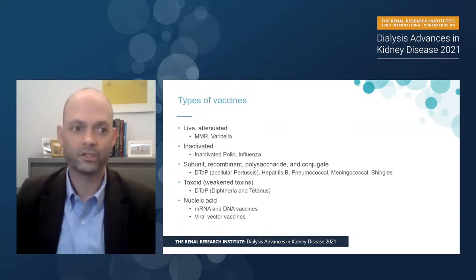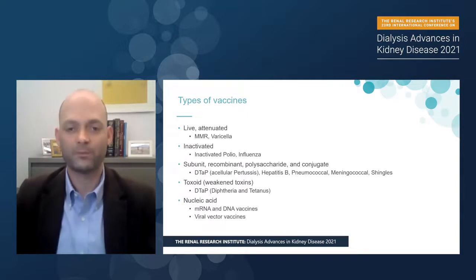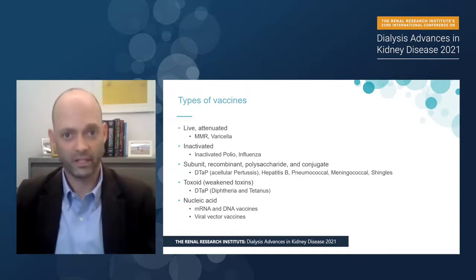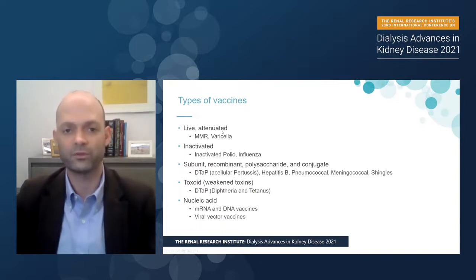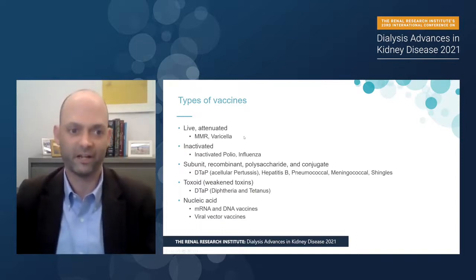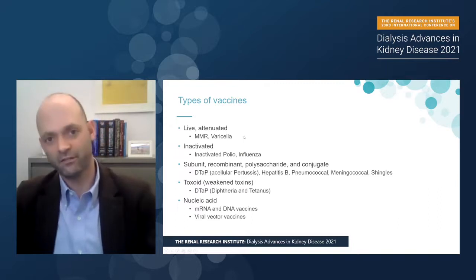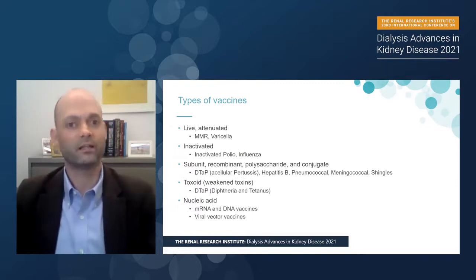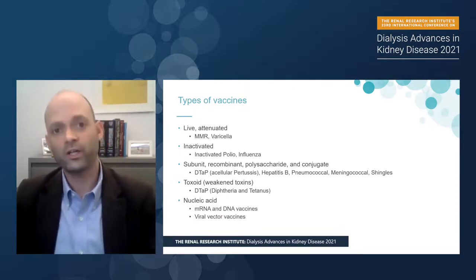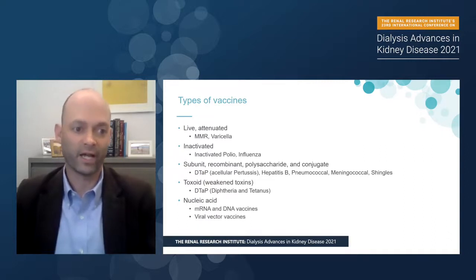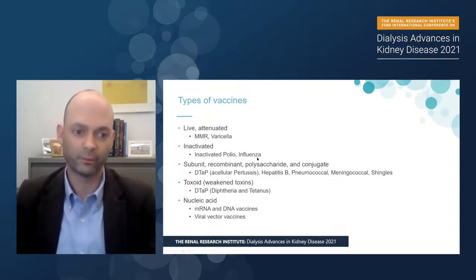So going right into it, there are several different types of vaccines that are currently in use for immunization of adults and children around the world. The one that is most commonly used would be live attenuated, and examples of that would be the MMR and varicella vaccines. There are inactivated vaccines in which either the virus or bacteria are rendered inactive and can no longer cause the actual infection, but are strong enough to cause an immune reaction. Those would be the inactivated polio and influenza.